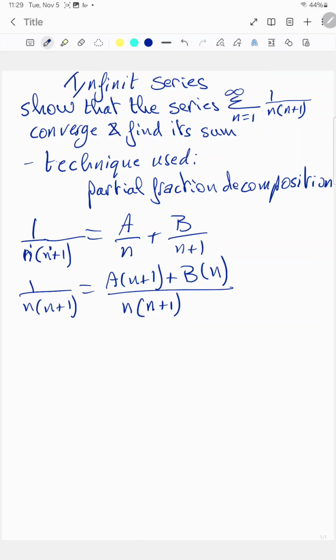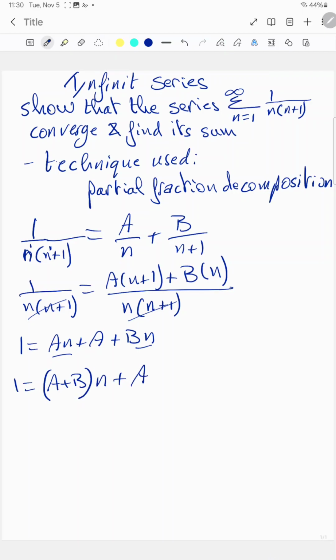Since I have the same denominator on the left hand side and the right hand side of my equality, I can take it out. I can simplify by it. So I would have 1 is equal to, and here I will multiply a by n plus 1, which becomes an plus a plus bn. I realize I have two terms that have n as coefficient. So I would say 1 equals a plus b times n plus a.